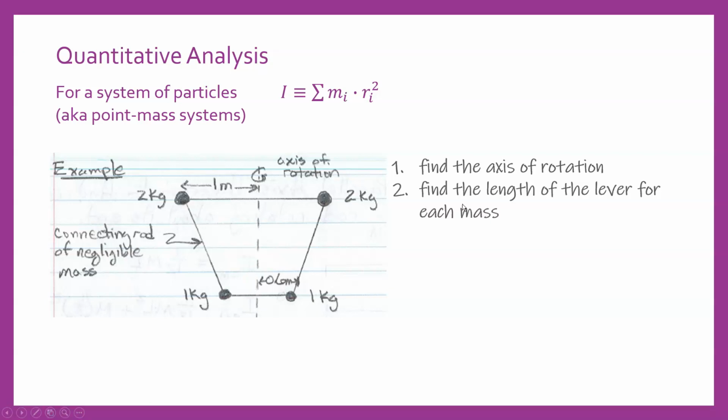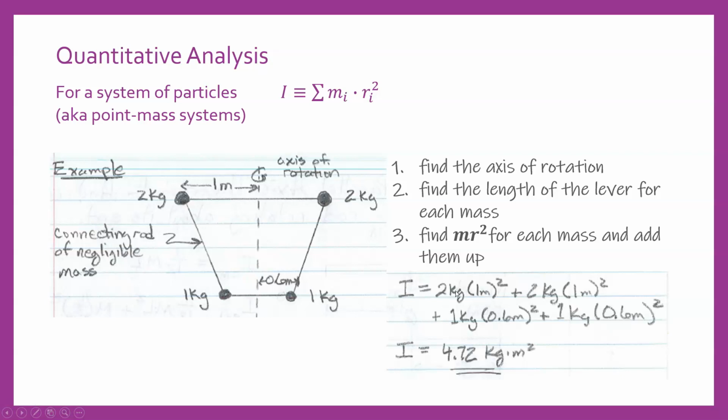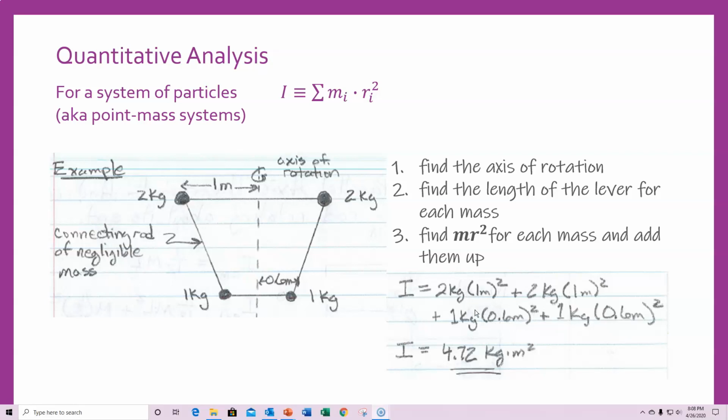The second step is to find the length of the lever for each mass. So this mass is 1 meter from the axis of rotation. This one is also. Down here, the masses are only 0.6 of a meter away. So now we need to find the product, mass times the lever length squared, for each mass and add them up. So here we go, 2 kilograms times 1 meter squared, plus we have another one of those, and then the two lower masses are 1 kilogram times 0.6 meters squared. We add the 4 individual rotational inertias and come up with 4.72 kilograms meters squared for the system of these 4 point masses.